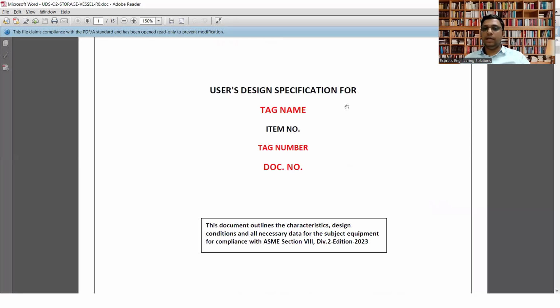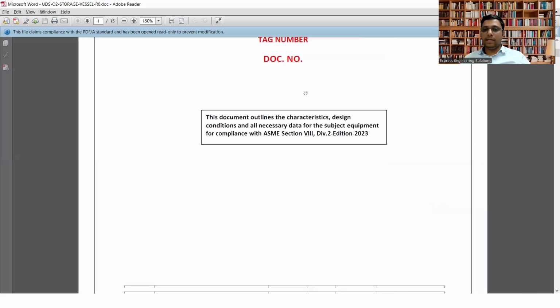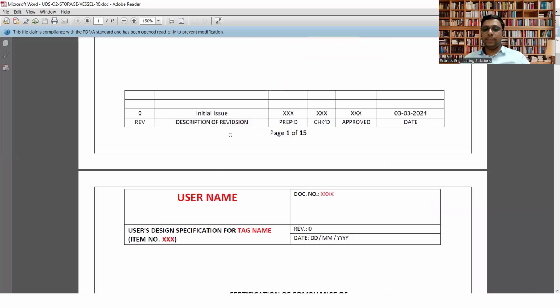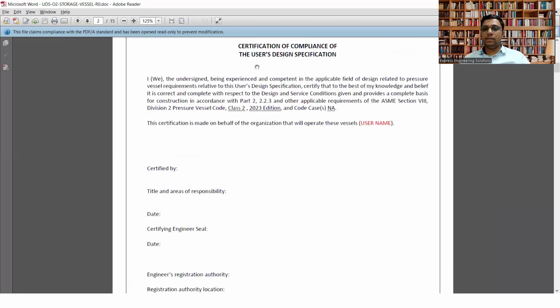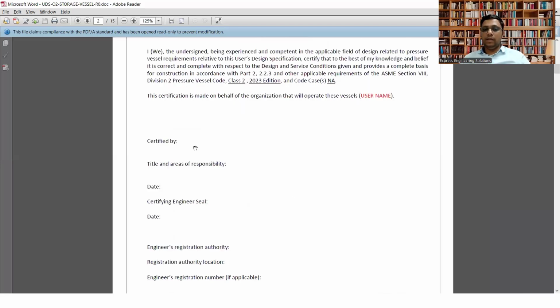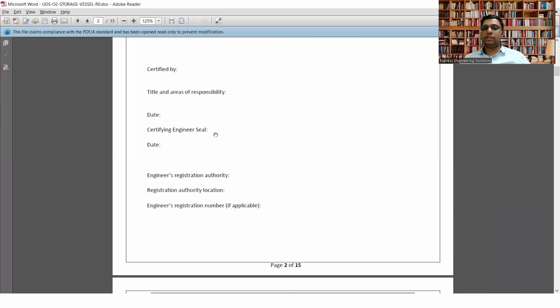The user design specification, tag number, tag name, and document number need to be provided. Then obviously prepared by, checked by, approved by. Certification of compliance of the user's design specification: this document would be certified by the design engineer or by the certifying engineer, or it can be a combination of both. Some part may be certified by the design engineer, and if FEA or fatigue assessment is required, then the certifying engineer will come into the picture and their seal will also need to be specified over here.